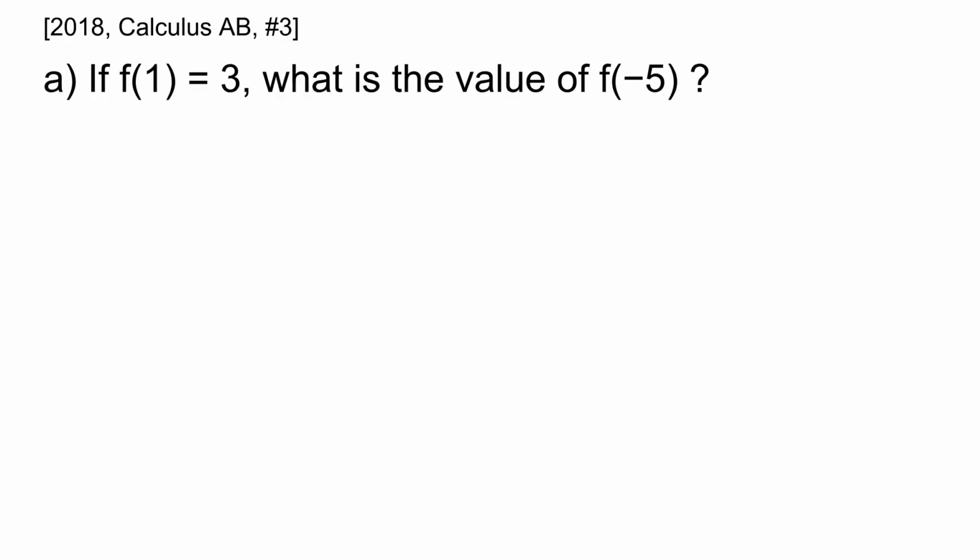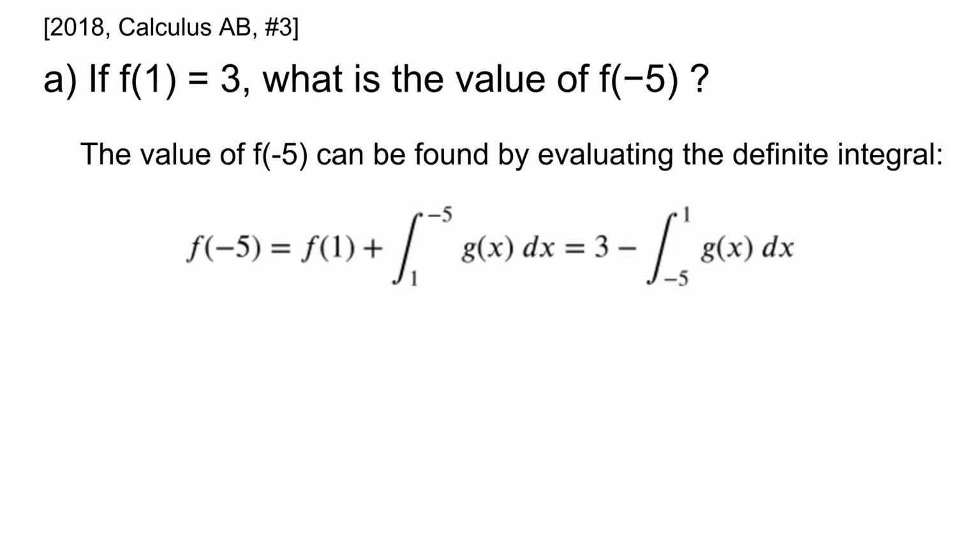In part A of this question, if f of 1 is equal to 3, we are asked to find the value of f of negative 5. The value of f of negative 5 can be found by evaluating the definite integral. F of negative 5 is f of 1 plus the integral from 1 to negative 5 of g of x dx, which is 3 minus the integral from negative 5 to 1 of g of x dx.